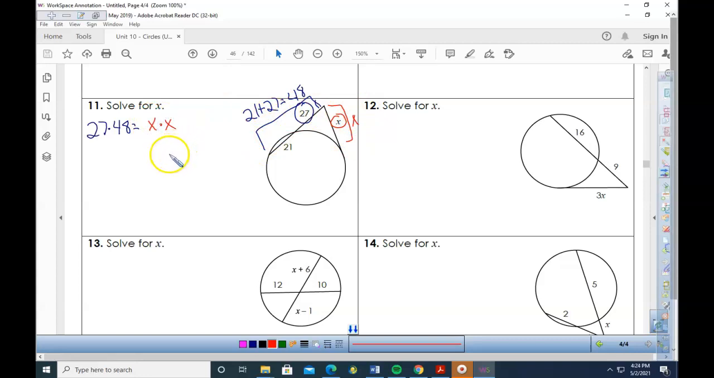Wowee. So 27 times 48 is 1,296. X times x is x squared. Because it likes to square dance. Sorry, guys. Now, how do I take an x squared and get it so it's just an x? Well, you square root it. If you square root it, those cancel. So if I do something on the right side, I also have to do it on the left side. And the square root of 1296 is actually 36.